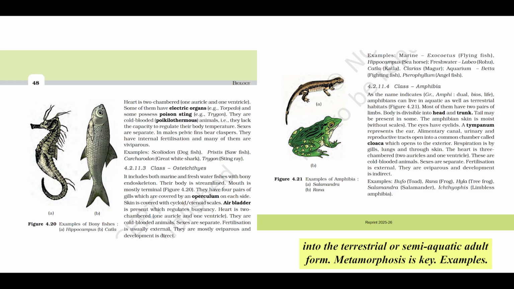Metamorphosis is key. Examples. Common examples include Bufo, toad, Rana, frog like the Indian bullfrog, Hoplobrachus tigerinus, Hyla, tree frog, salamander, and Ichthyophis, a limbless amphibian resembling a worm found in India. Amphibians are truly fascinating as these transitional forms between water and land. What specific adaptations really allow them to survive successfully in both environments?